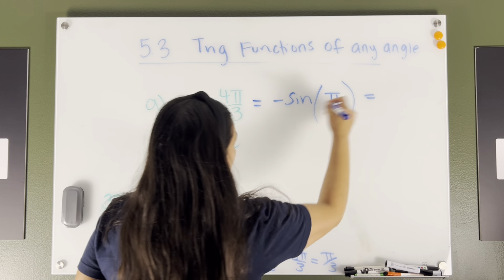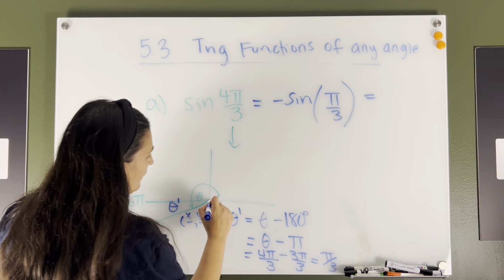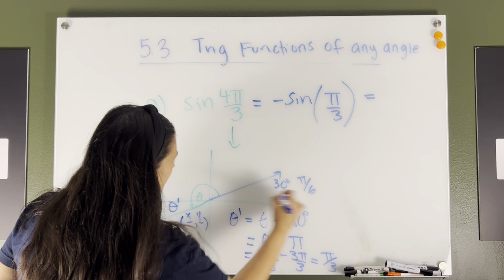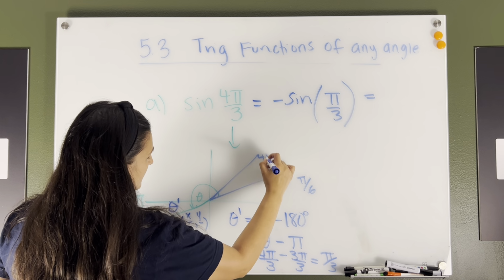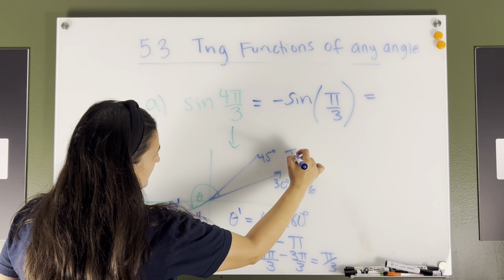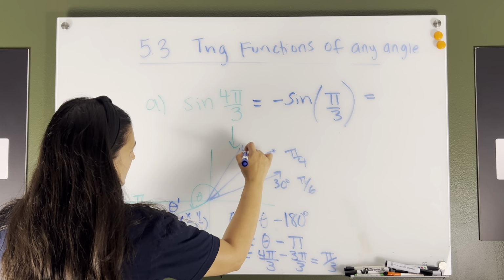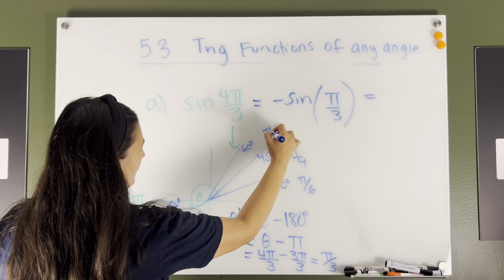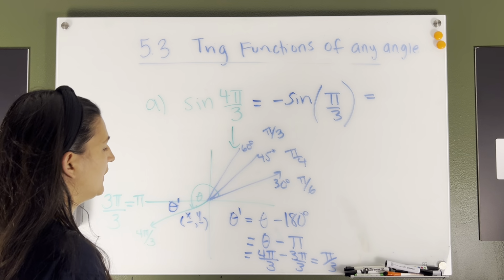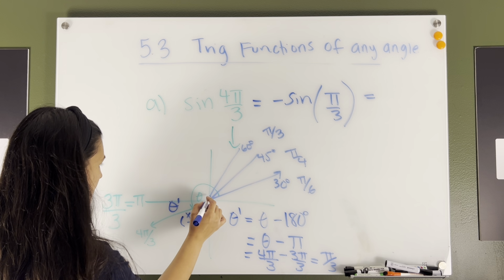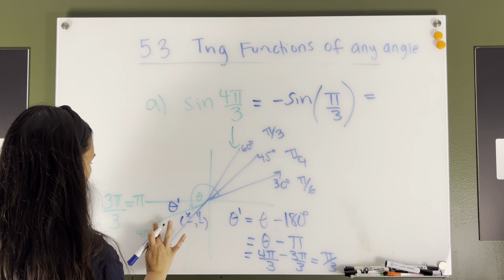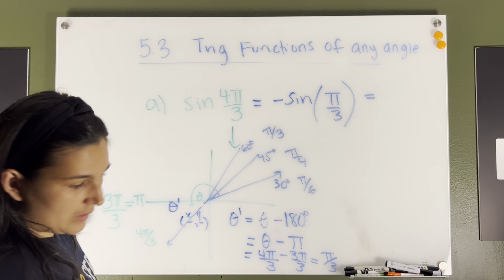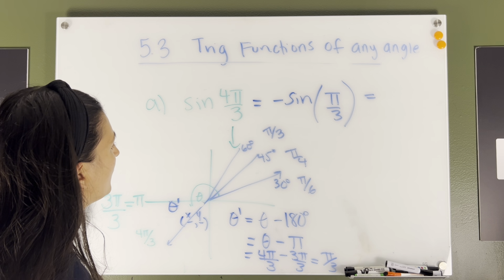Now you should know pi over 3. Here we have 30 degrees, that's pi over 6. Remember, I went over these last class and I said these are very important. 45 degrees is pi over 4, and 60 degrees is pi over 3.